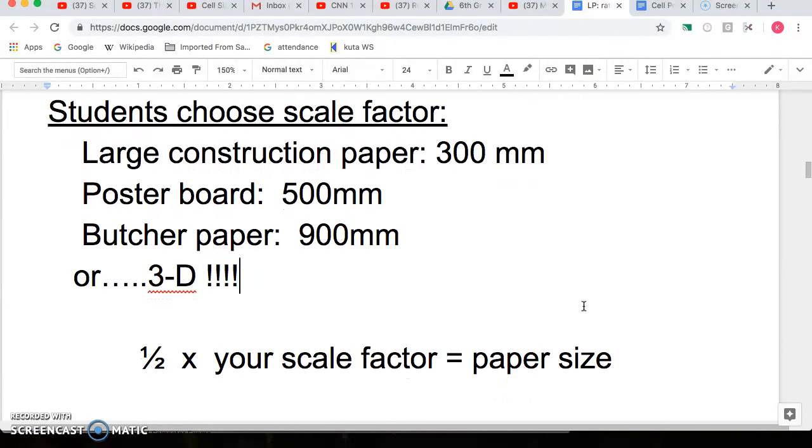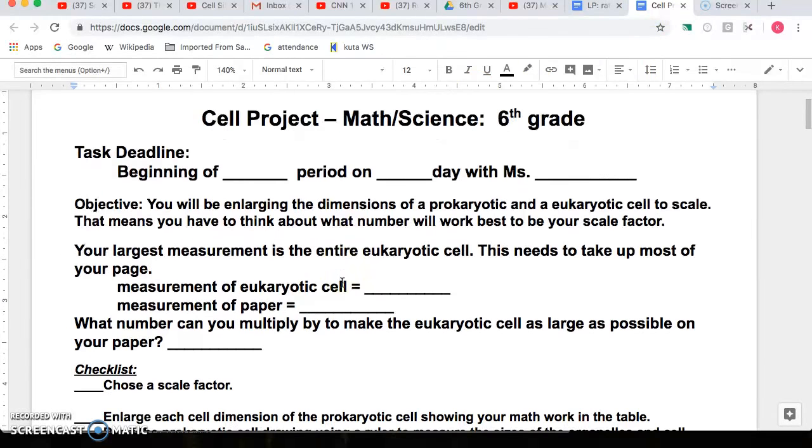Then you are going to choose a type of paper to have it, or you can choose three-dimensional. So I have some large construction paper, or you can get some, and it is 300 millimeters at its narrowest point. A regular poster board is 500 millimeters, and I have big poster butcher paper that's 900 millimeters. And so you need to choose how big you want your cells, and that number is going to go right here where it says measurement of paper.